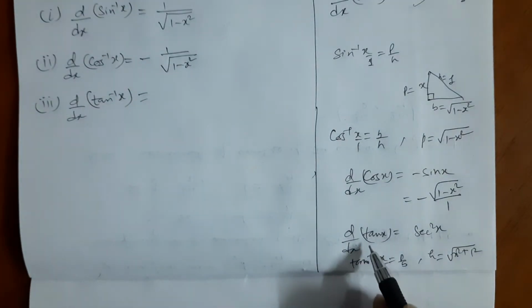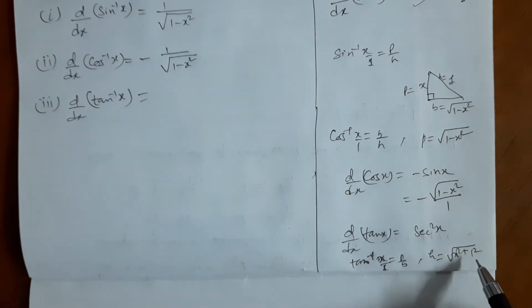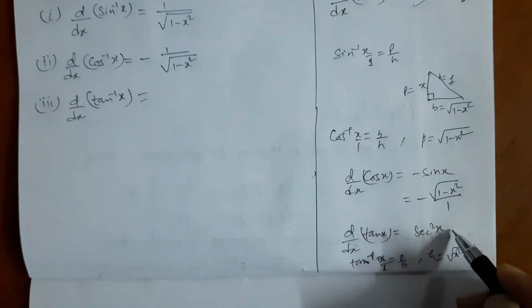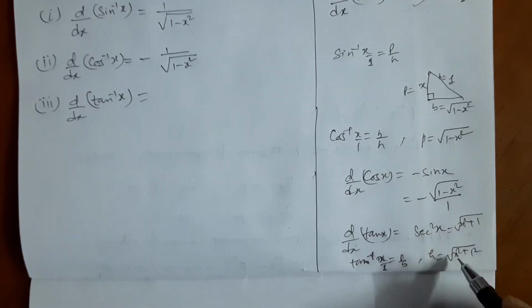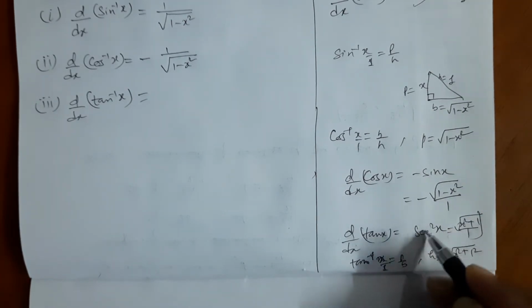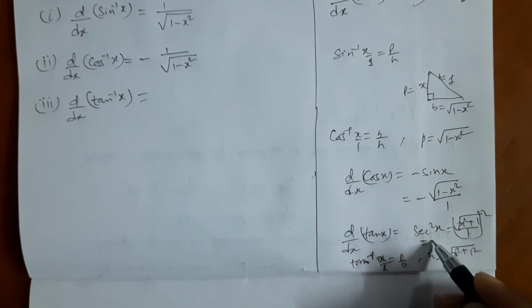Here d by dx of tan x is sec square x. Tan inverse x, in this x equals tan, the formula is p over b, so suppose x equals p, and then b equals 1, and h will be p square plus b square, so x square plus 1 square. So now the sec formula is h over b, so h means it will be root over x square plus 1, and base is 1, and here we have square, so we just get x square plus 1.